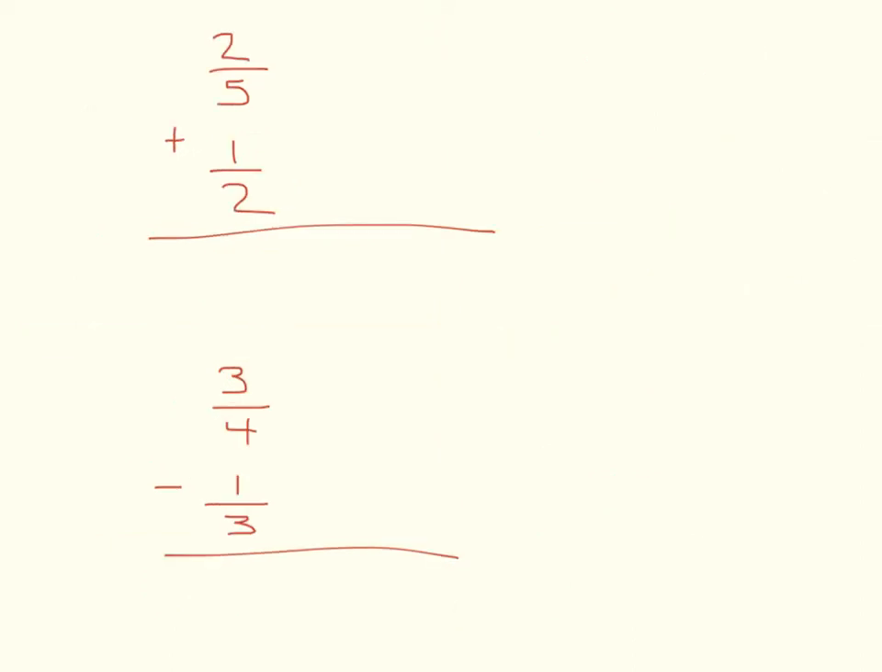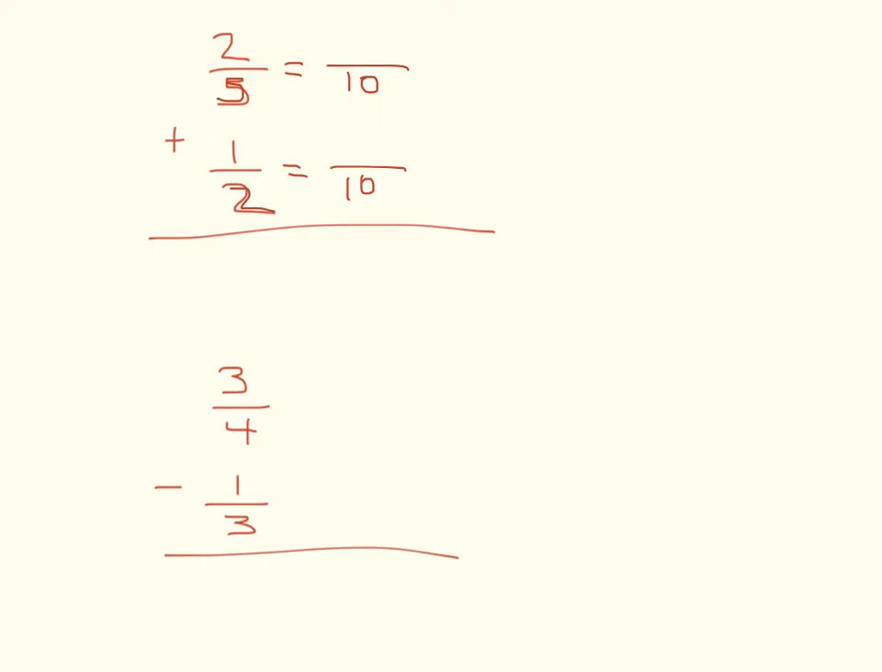Now, these ones aren't so easy because the denominators aren't the same. So I have 2/5 plus 1/2, but the denominators aren't the same here. So what I need to do is make them the same. So I need to come up with a common denominator here. So I need to think of the least common multiple, and we already did least common multiple, the least common multiple of 5 and 2, and that's 10. If I count by 5s and I count by 2s, the smallest number I would say is 10.